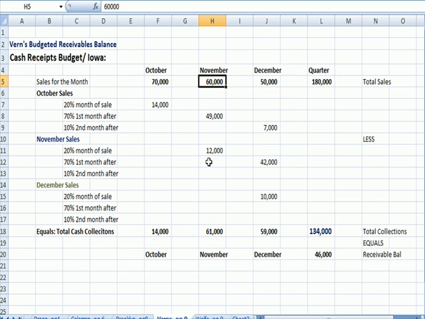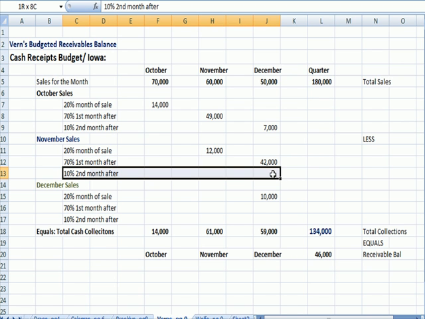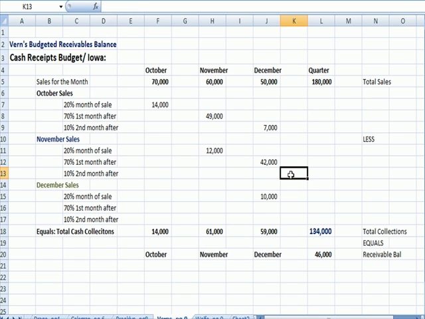November sales, 60,000, 20% of that collected in November. 70% of the November sales collected in December. It's in the December column, but it relates to November sales. And finally, the 10% of the November sales, which happens to be January, is not part of our analysis. So there's no number collected for the second month after November sales because that takes place beyond the period we're looking at.